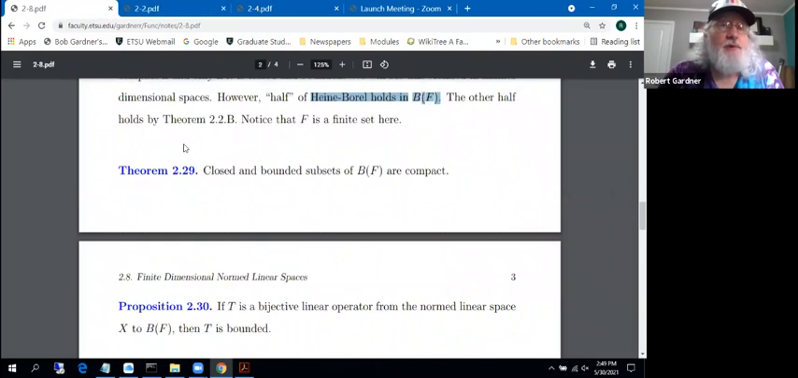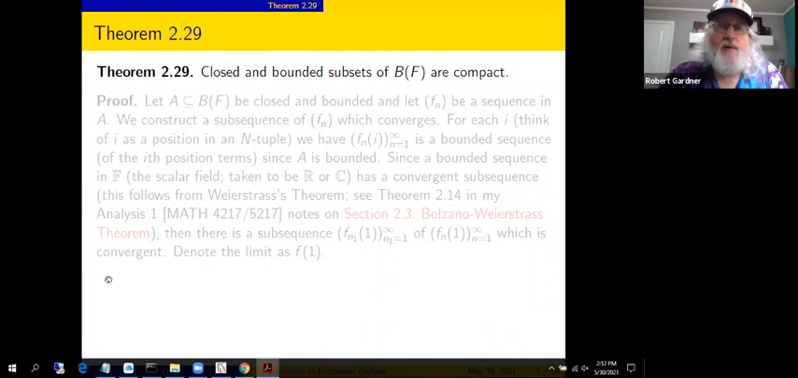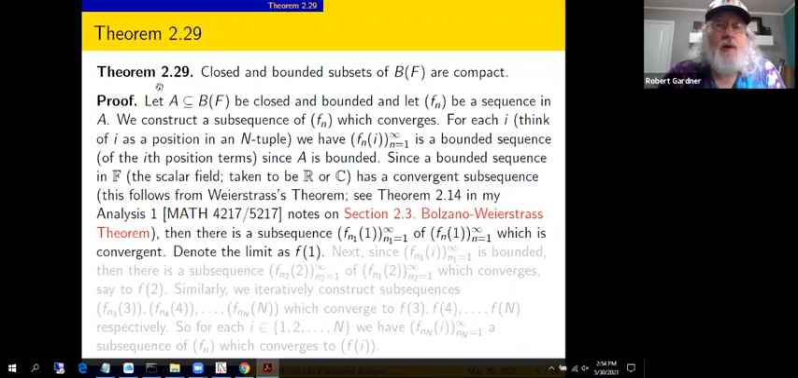So to the proof. So we'll show closed and bounded subsets of B of F are compact or equivalently sequentially compact. So let A be a subset of B of F, let it be closed and bounded, and let F sub n be a sequence in set A. So we're looking for a subsequence of sequence F sub n, which converges to a point in A, showing sequential compactness.